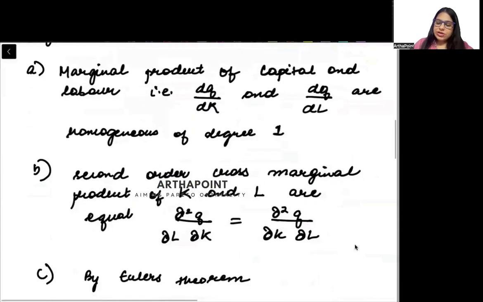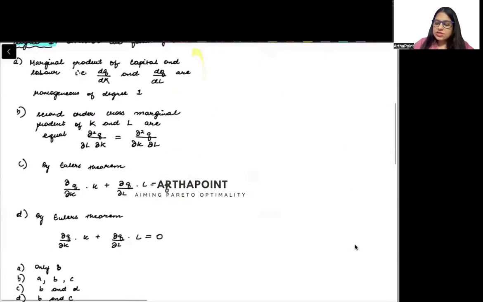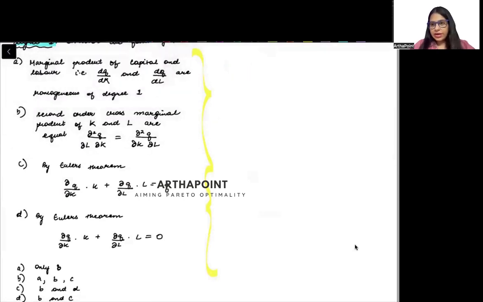Okay. Now read statement number 1. You need to tell which statements are correct. 4 statements are given to you. Let me zoom this out. These 4 statements are given to you. You can pause your screen for a second and try to do this question yourself. You need to tell which statements are correct.